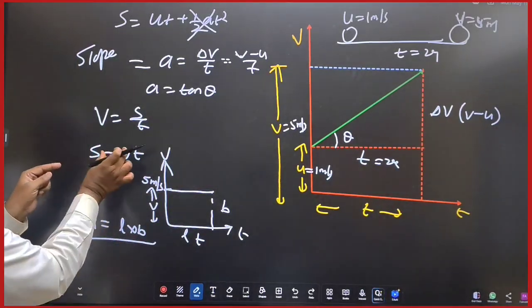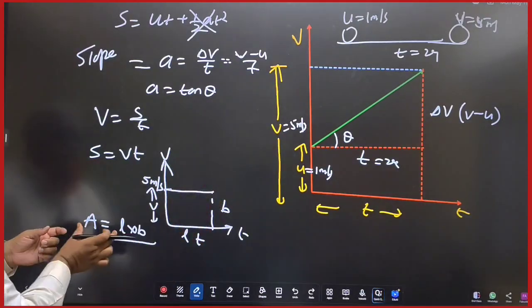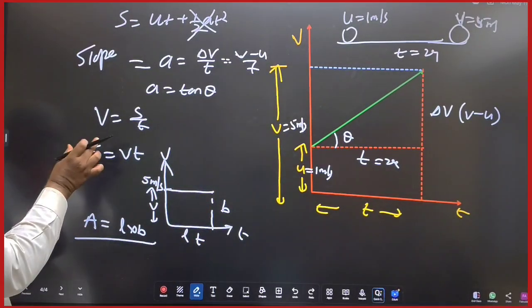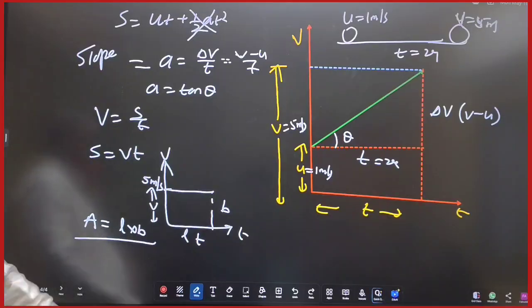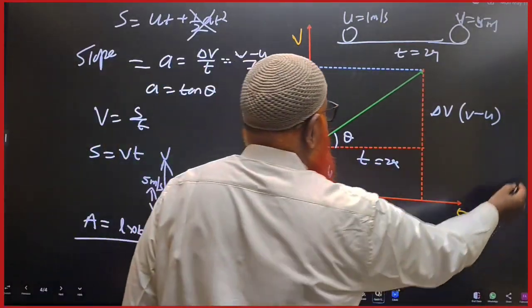From this, the product of velocity into time gives you displacement, and the product of length into breadth also gives you area. So displacement is linked with area. So if you want to find the displacement from this graph, you need to find the area of this graph.